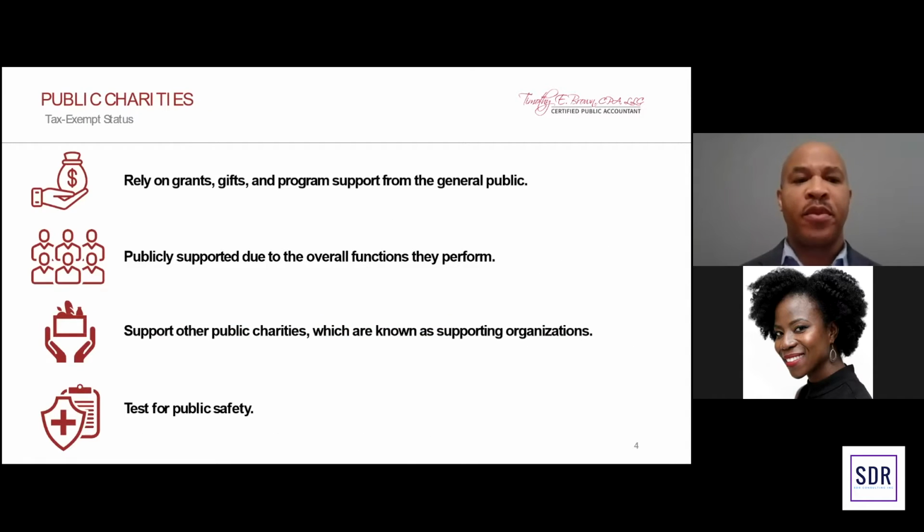The main thing you want to remember about public charities is that they rely on grants, primarily gifts and program support from the general public. They're also considered public charities by definition of the overall functions that they perform, or they support other public charities, which are known as supporting organizations. This is also very similar to a private foundation, because most private foundations distribute funds and support other charitable organizations.